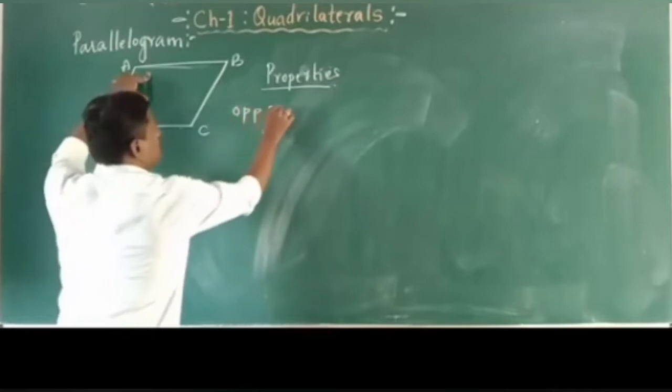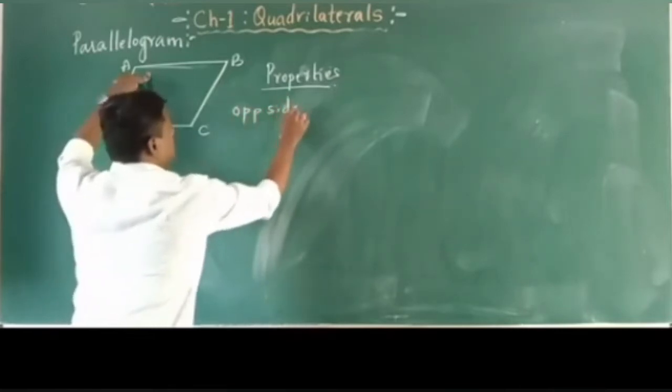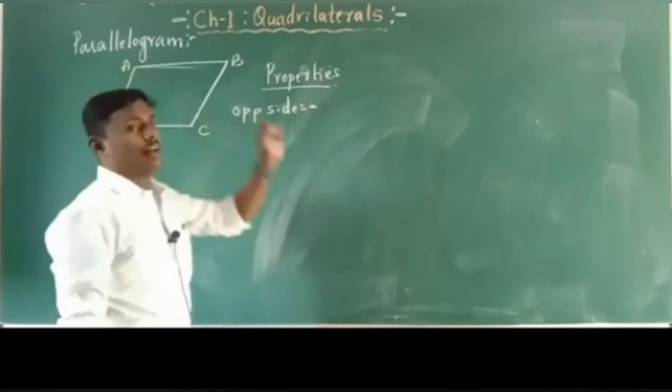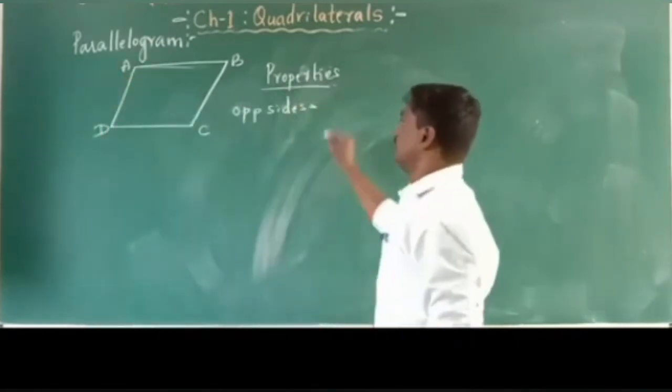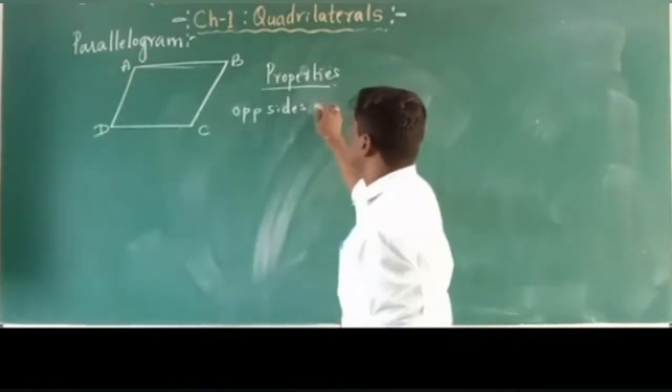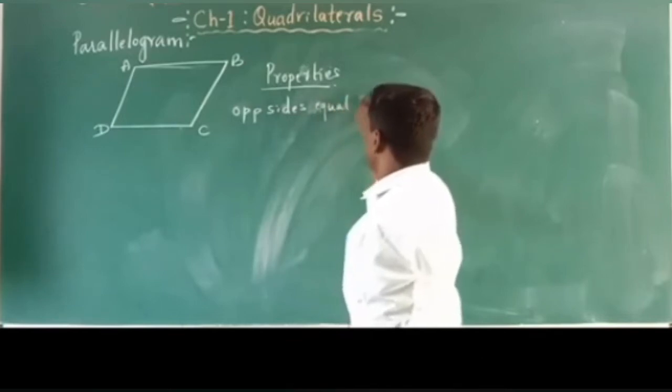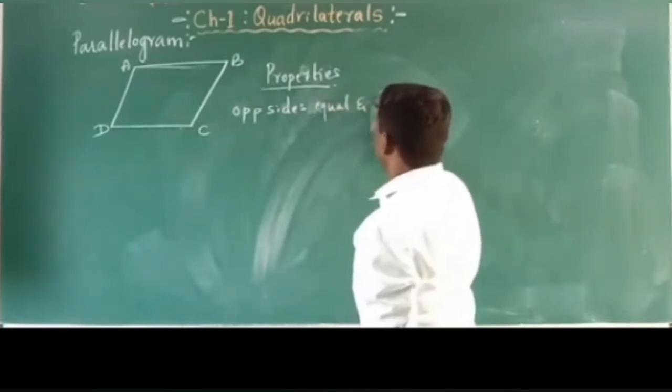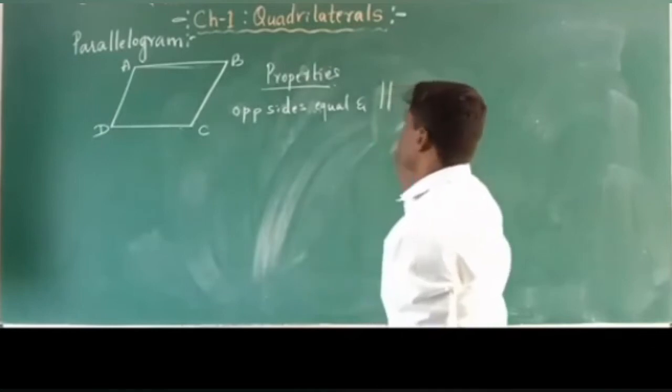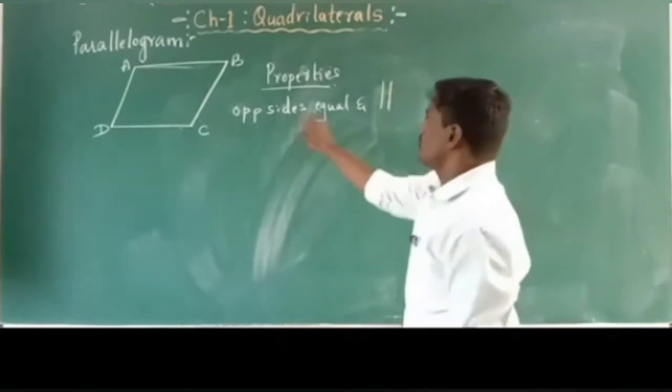Opposite sides are equal and parallel. So simply we are representing parallel lines like this. So opposite sides are equal and parallel.